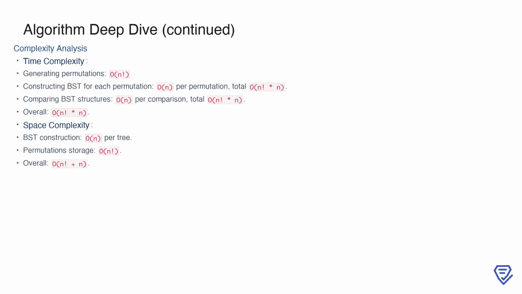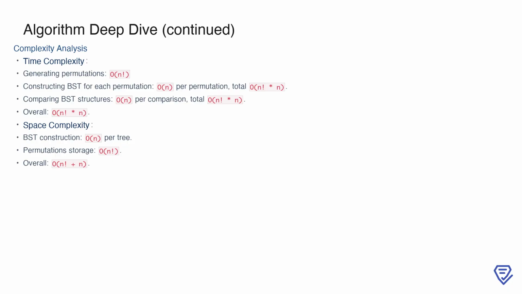Finally, let's analyze the complexity of the brute force approach. Generating all permutations of the array takes O(n!), as there are n! possible arrangements. Constructing the BST for each permutation involves inserting n elements, which takes O(n) per permutation, leading to a total of O(n * n!) operations for tree construction. Comparing the BST structures also takes O(n) per comparison, adding another O(n * n!) to the total. Thus, the overall time complexity of this approach is O(n * n!).